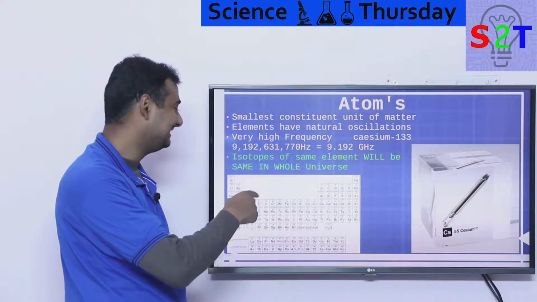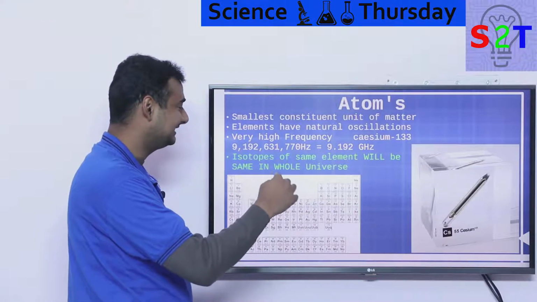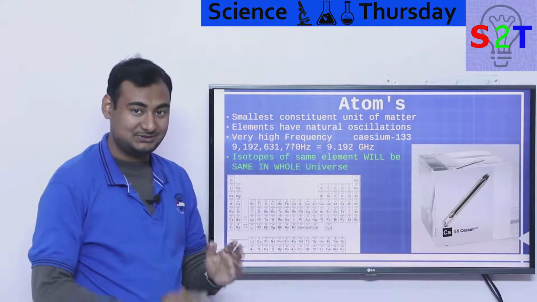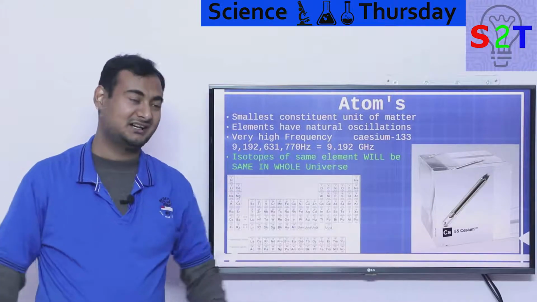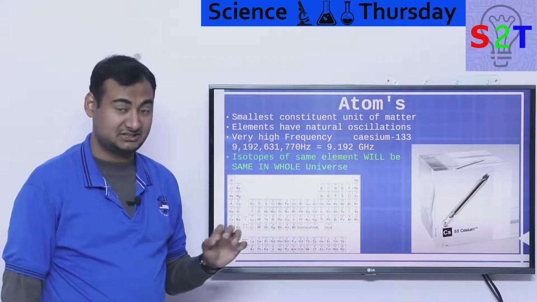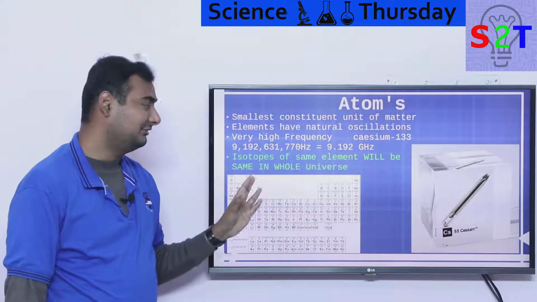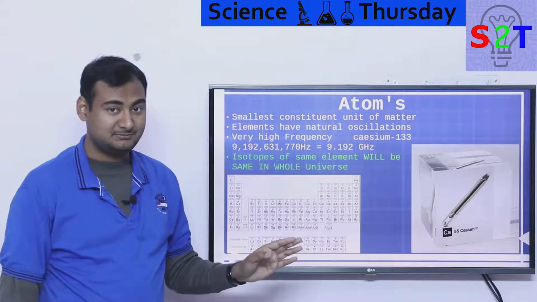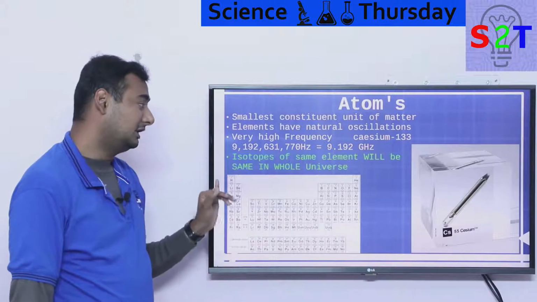this is a very large number. It's like 9,192,631,770. So you are stretching 1 second into that many parts. That is why we want atomic things, because it has very high frequency, 9.192 gigahertz. Now here's the thing.